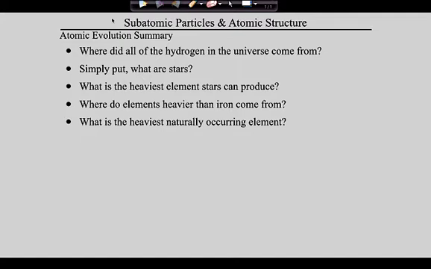So guys, the first thing we're going to talk about is this, and this is all going to be on the test next week. Where did all the hydrogen in the universe come from? Some of you have the misconception that water is the most plentiful substance around, and it is on Earth, but it's not in the universe. Guys, the universe is primarily made of hydrogen, which is the lightest, simplest element in the universe. The question is, where did it all come from?